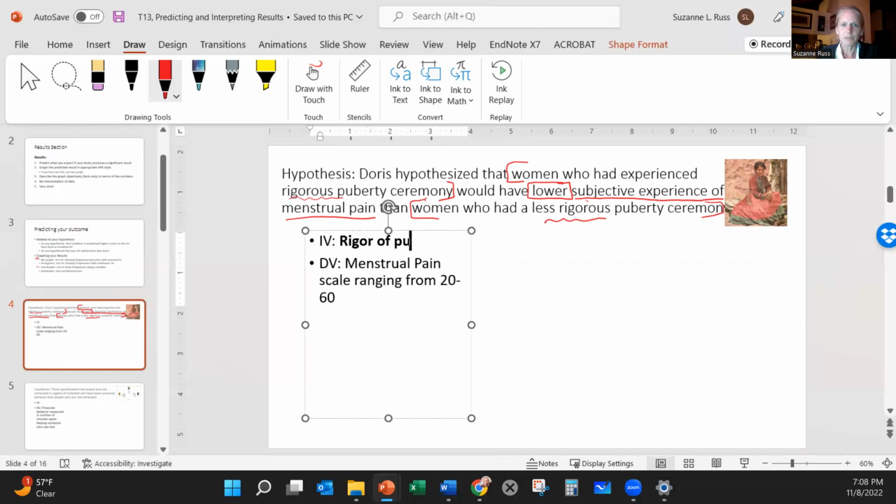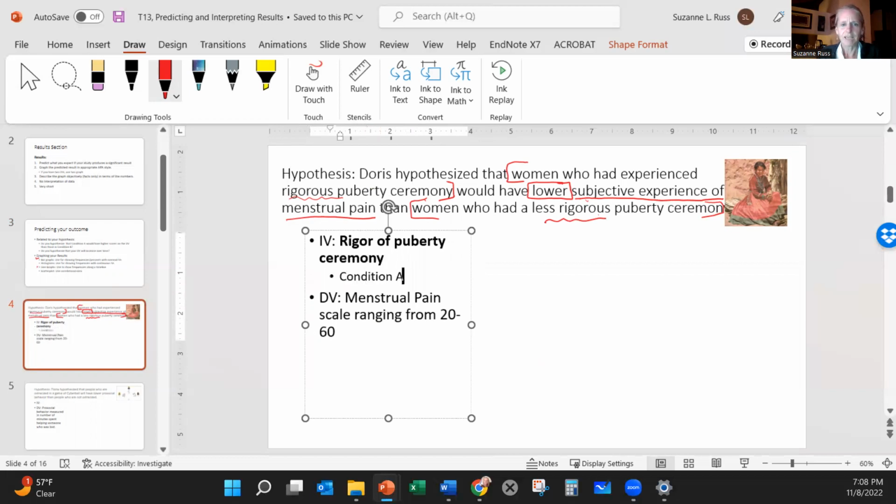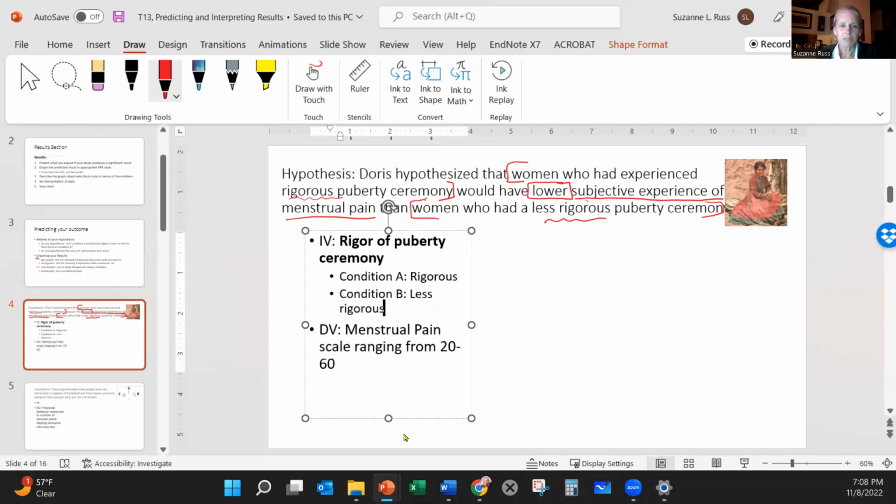Rigor of puberty ceremony. And we'll put in condition A, rigorous. Condition B, less rigorous. And I just want to make note of one more thing here. The hypothesis in this case is going to be that condition A is lower. They're going to have lower menstrual pain than condition B.